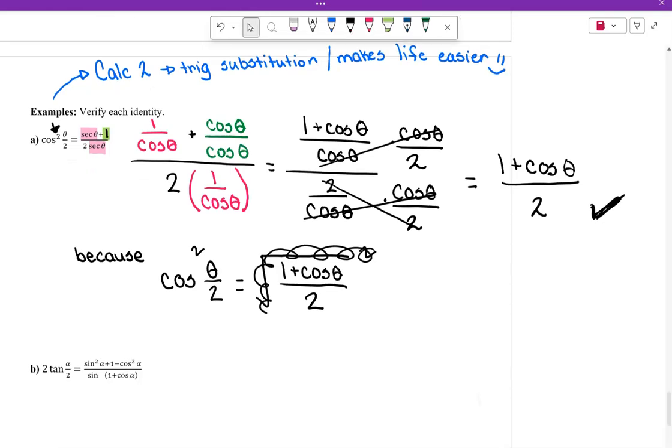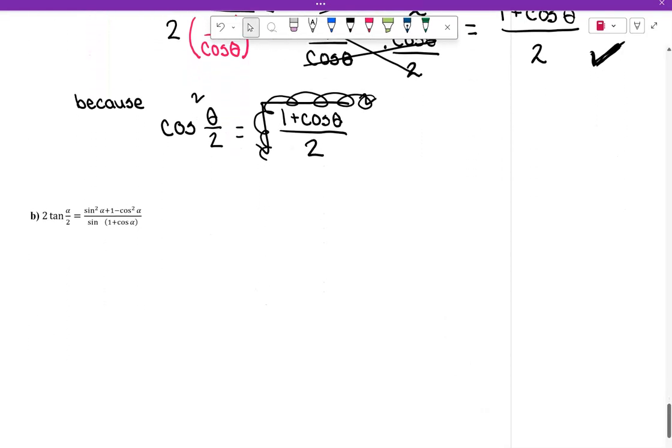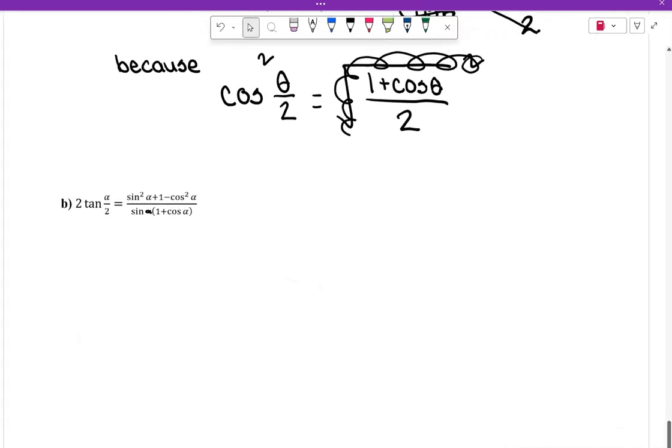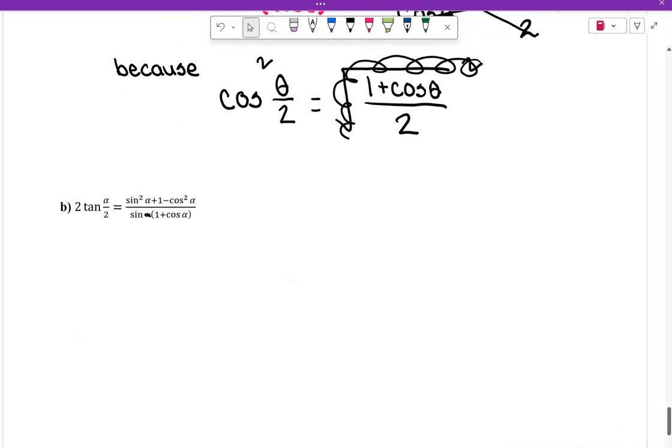Looks like B is missing my alpha. I think right here should be a small alpha. So what I would like to do here, because we want to get twice the tangent, is fix our Pythagorean theorem identity, which is this part right here, and see what that does for us.